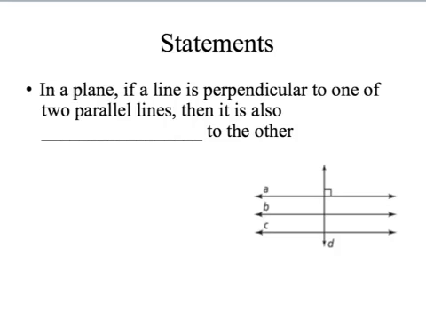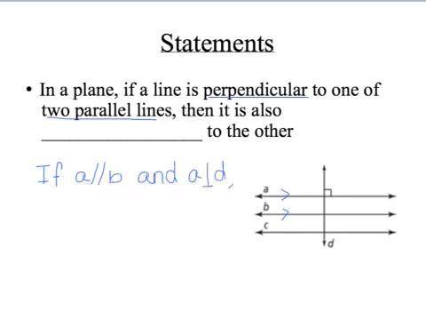Okay, our last statement. In a plane, if a line is perpendicular to one of two parallel lines, then it is also blank to the other. So what do I need? I need, first of all, two parallel lines. And we're going to make A and B parallel. So if A is parallel to B, and now I need a line that's perpendicular. So I'm going to say A is perpendicular to D. So this is 90 degrees right there.